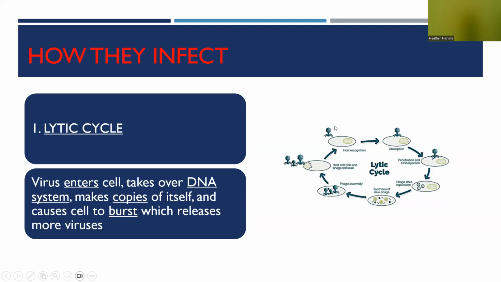Okay. So here's your virus. It looks like some type of bug. It finds a cell and it enters it. And then it goes in and takes over the DNA system. So the process through here is taking over the DNA system, makes copies of itself, and then at the end is going to cause the cell to burst, which releases more viruses. When it came in and took over the DNA, it makes that cell make more of the virus, and then it makes the cell burst so that the more virus comes out.